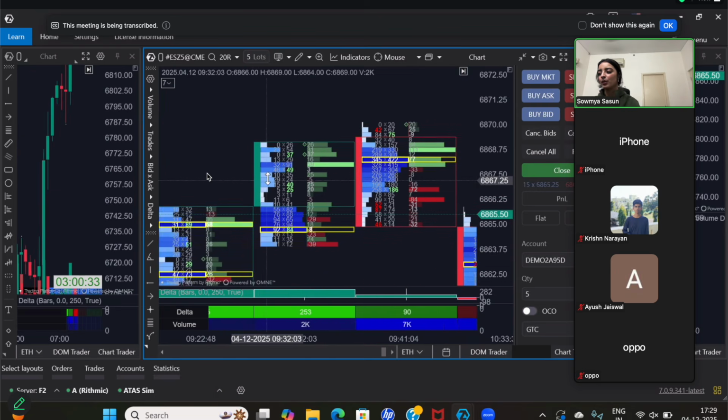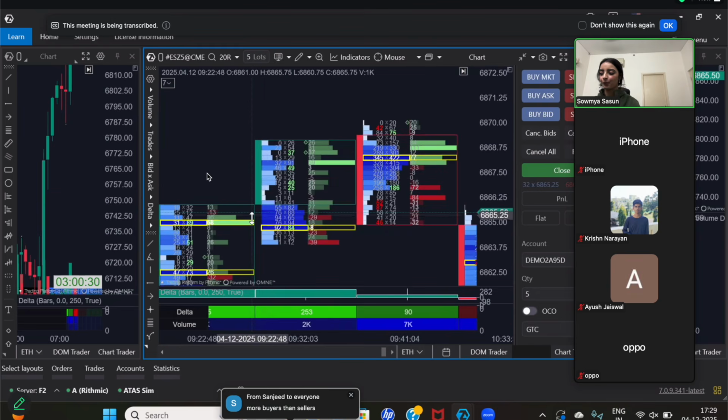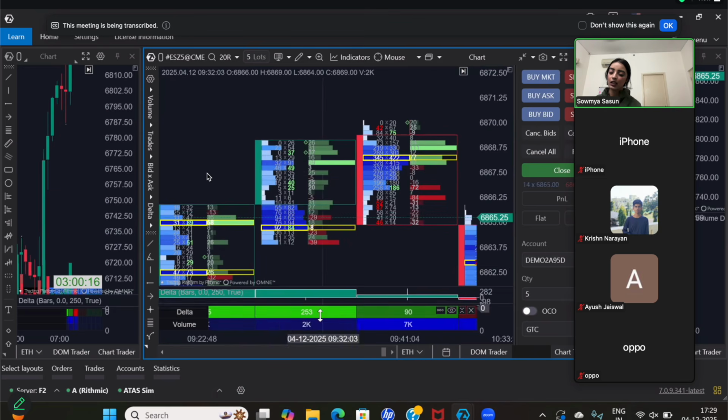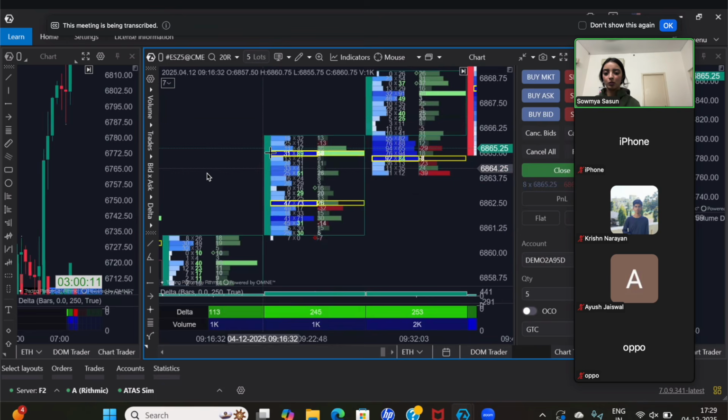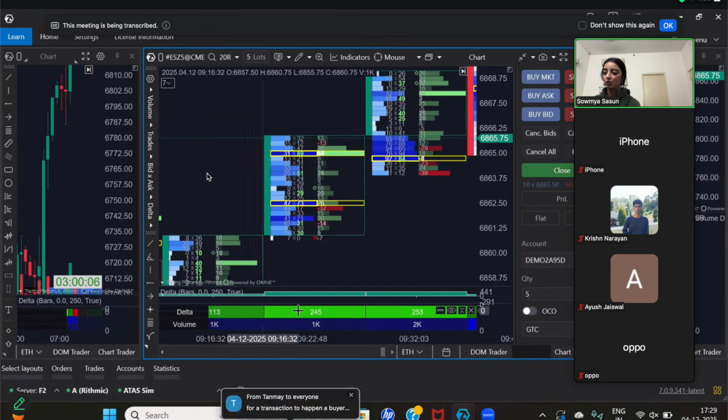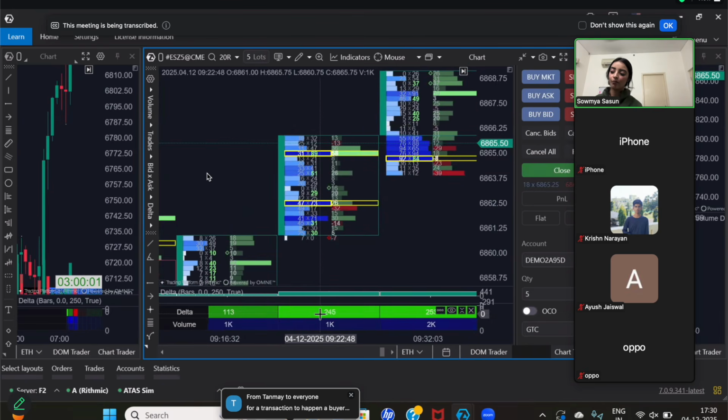Let's see something before. This candle is a green candle, right? Let's see the delta. The delta is in green color and shows 253. This means this particular green candle had 253 more buyers as compared to the sellers. Let's see more. We have one more green candle. The delta is 245. We had 245 buyers in excess as compared to the sellers.